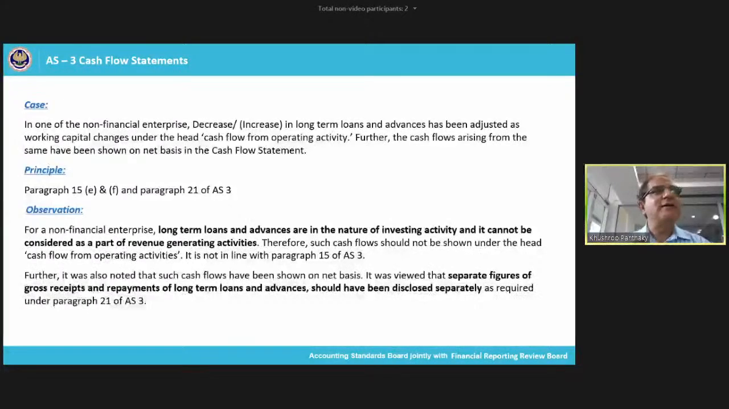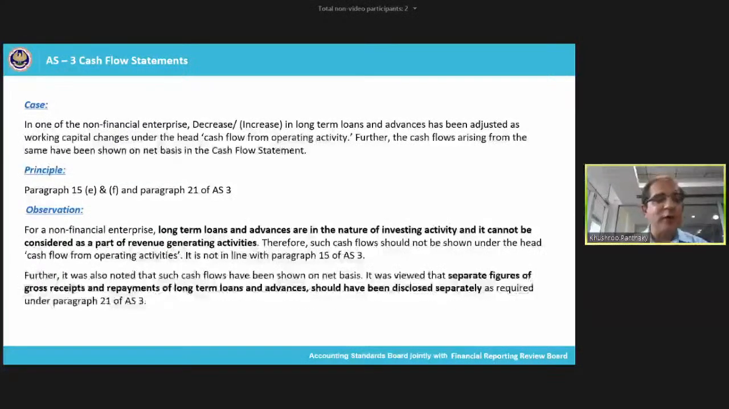Generally, as per the standard, when you are in the business of financing or lending, the net can be shown as far as the customers to whom the advances have been given, and if at all they have been recovered, you can show the net impact of that. But again, over here, if you look at the statement, it says it is not a financial enterprise. It is a non-financial enterprise.